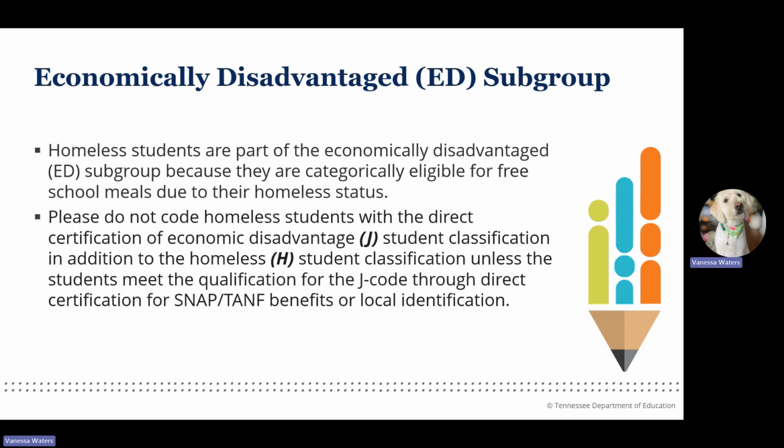So I'm going to say that one more time. As I mentioned earlier, you want to ensure that you are not coding a student economically disadvantaged in addition to their H code unless they have SNAP or TANF benefits or local identification. That is the only time you will add the J to your coding.